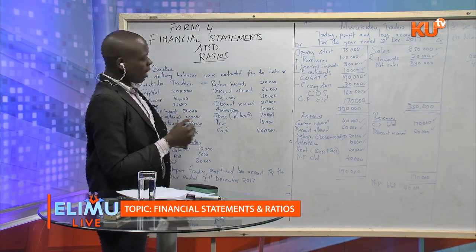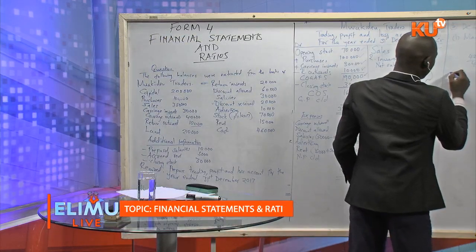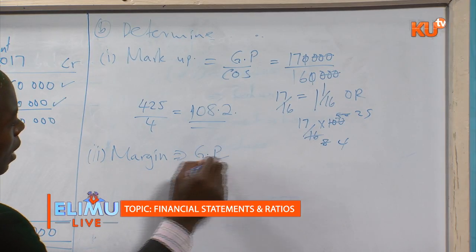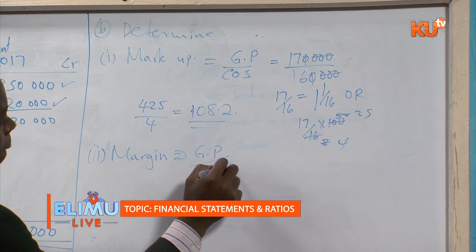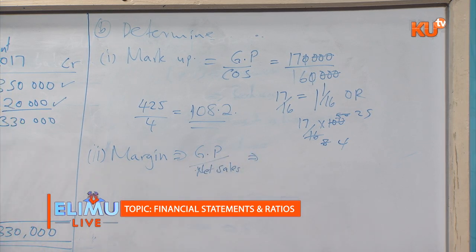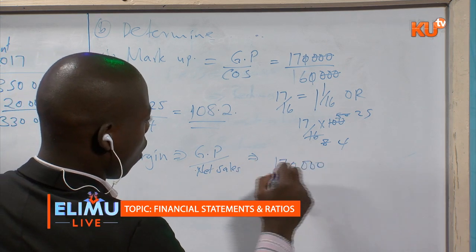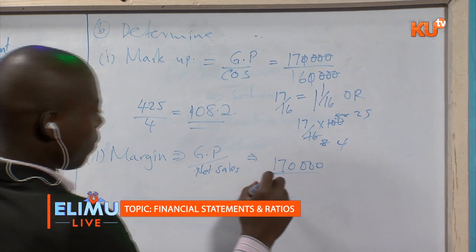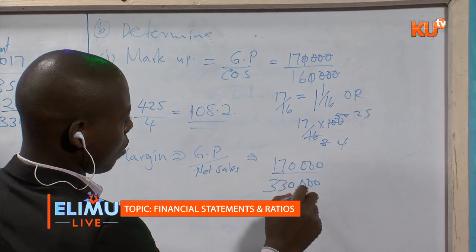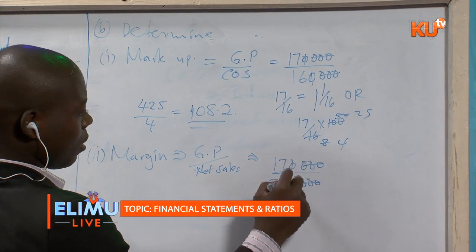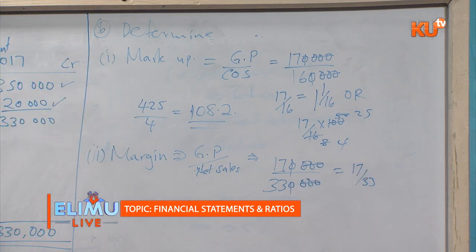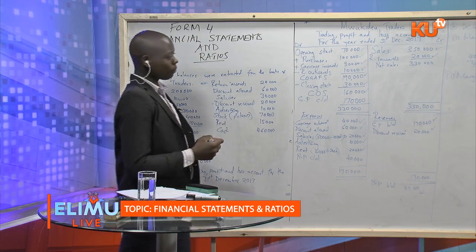If you're not asked markup, maybe they will ask margin. If we are asked margin, we said margin is gross profit against the net sales. So gross profit in this case, 170,000 over net sales, 330,000. This cancels out, and so we are left with 17 over 33. That is our second ratio we call margin.